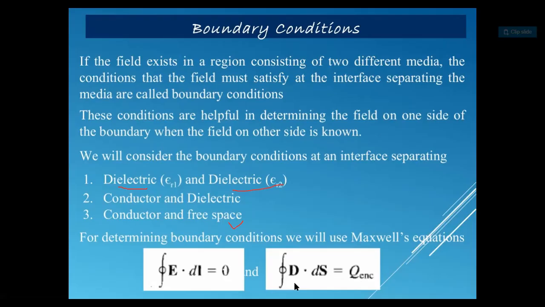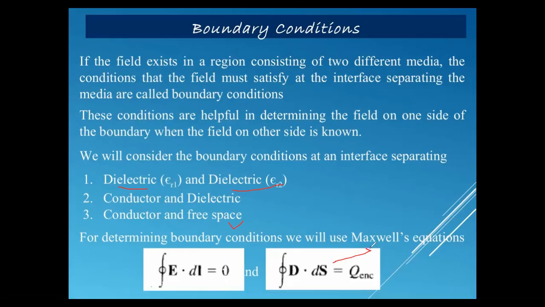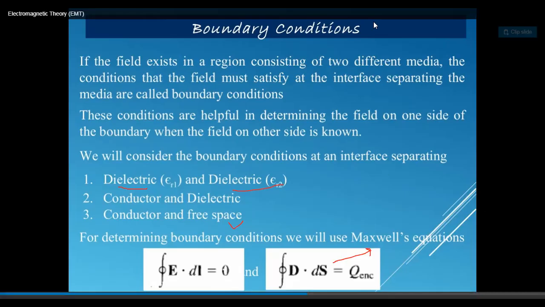By the Gauss law, the surface integral of the flux density is always Q enclosed. This is the Gauss law. This is the general mathematical form of Gauss law, not the integral and differential form, and it is also Maxwell's first equation.